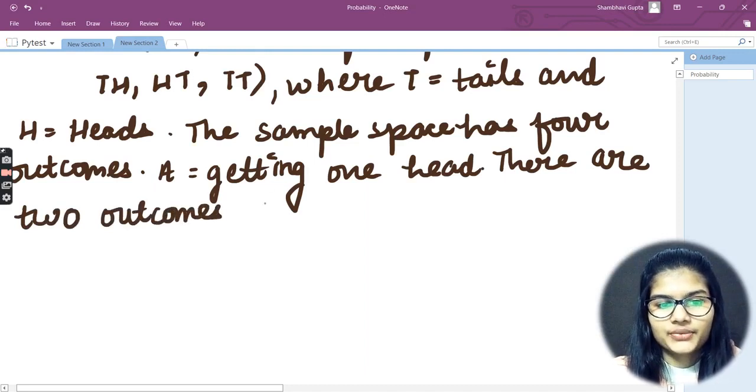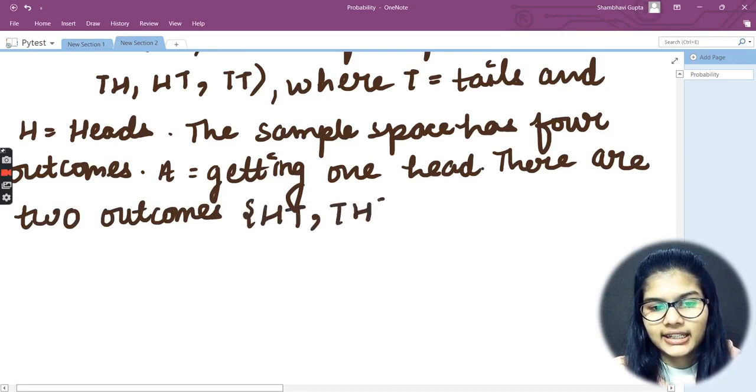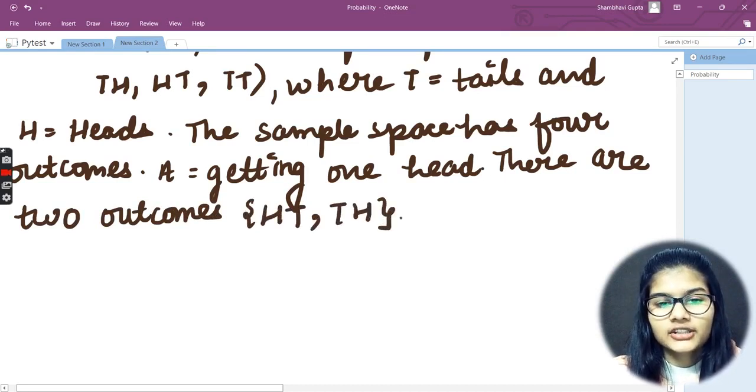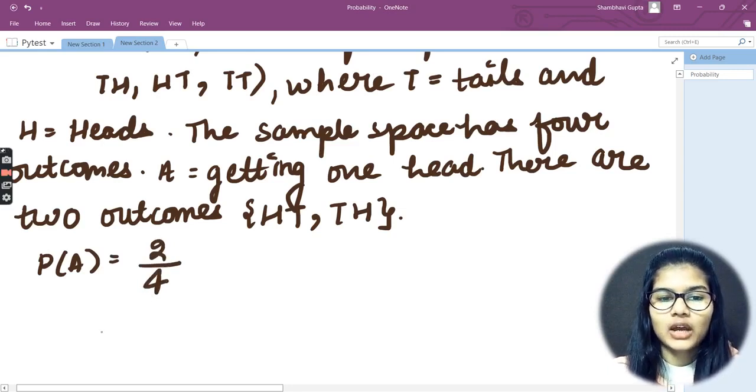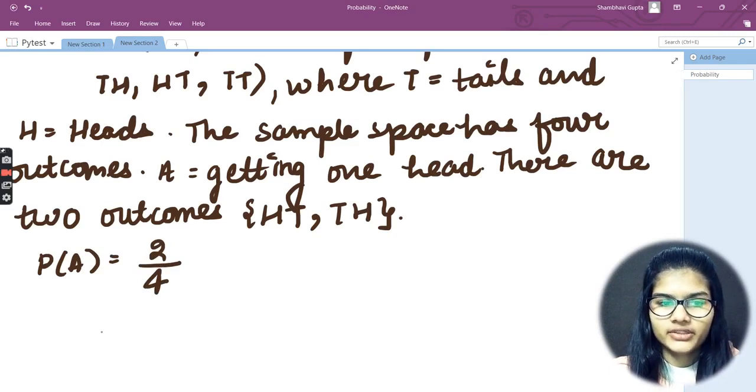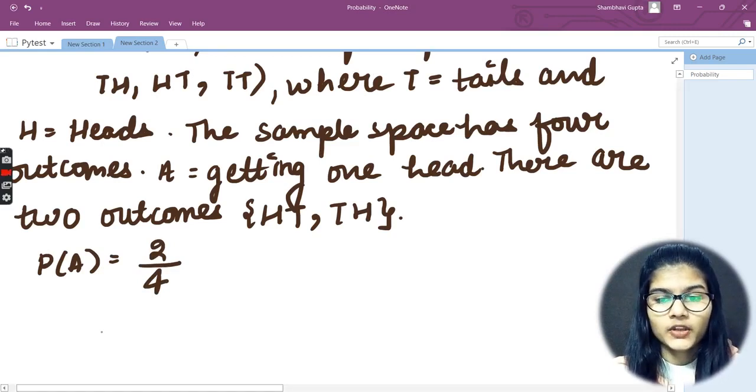There are two outcomes: first is head tail and second is tail head. These are my two outcomes, right? So in that case, I'm going to write that the probability of A is equal to 2 by 4, because in total we have 4 outcomes, and from those 4 outcomes we have 2 outcomes which have one head. So we have these two outcomes, head tail and tail head. So in total I have 2 by 4.